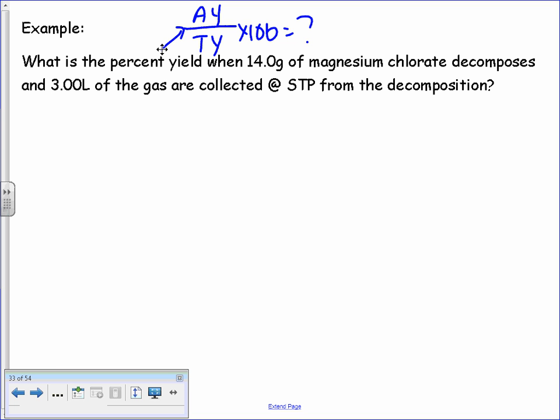When 14 grams of magnesium chlorate decomposes, okay, so we've got a reaction happening, and 3 liters of gas are collected, you're like, okay, well, what's the gas? We'll figure it out. At STP. Wow, a lot of information.